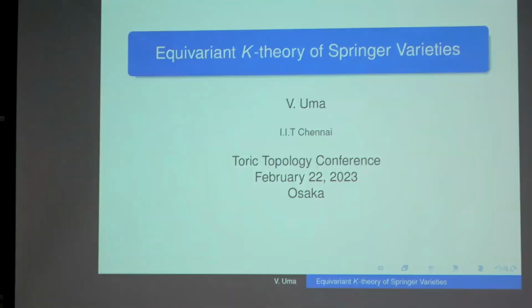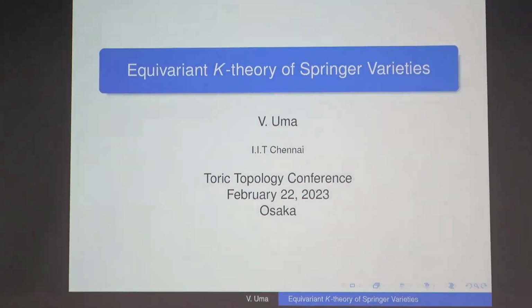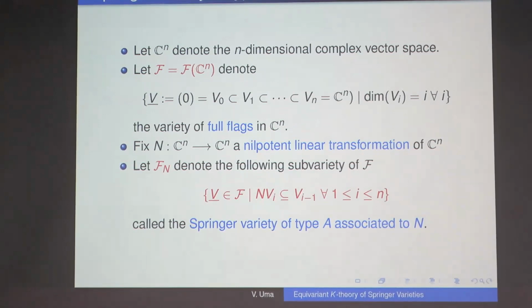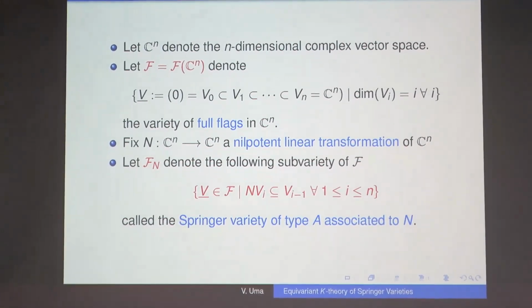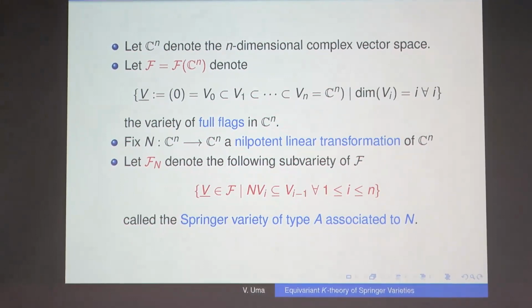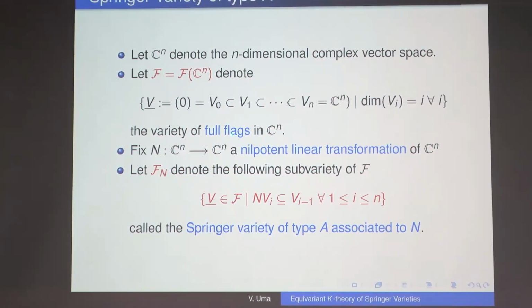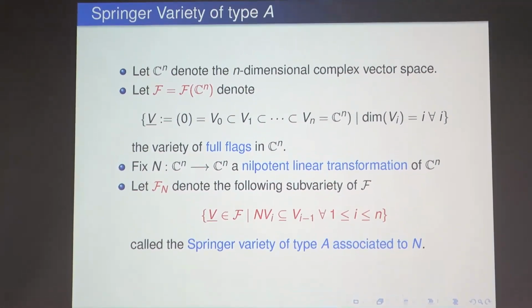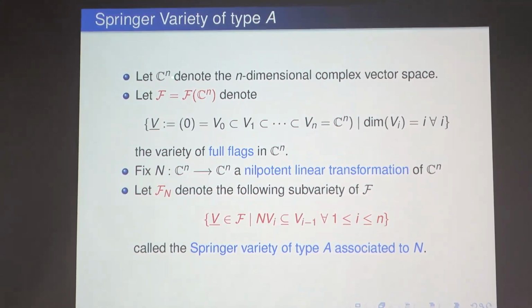So today I will speak about the equivariant K-theory of Springer varieties. We will start with the definitions of the Springer variety of type A. We had given some of these definitions during the informal seminar, so we will again start with the basic definitions.